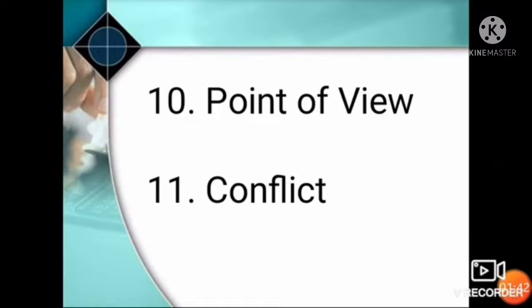Point number 11. Conflict. Conflicts occur when the protagonist struggles against an antagonist, a villain that goes against the protagonist, or an opposing force. Conflict and order make plot. The author creates the conflict by describing one of the following types of interactions. Types of conflict. There are five basic types of conflict.